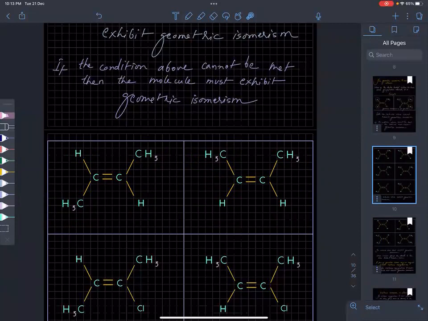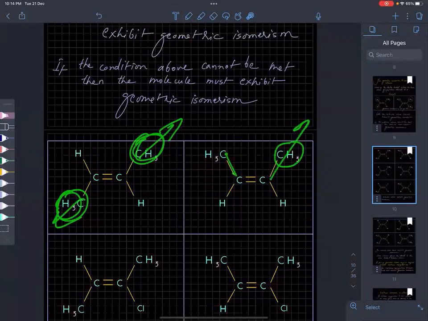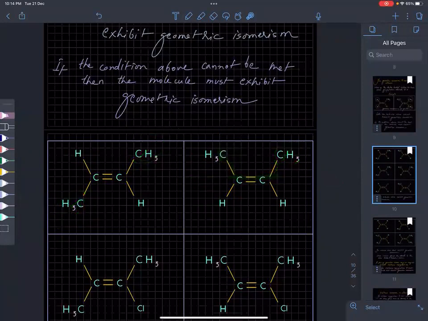Now the problem is, see, even though the connections are same, the orientations of the molecules are different. What do you mean by orientations are different? Here CH3 are facing in opposite directions. Here CH3 are on the same side of this double bond. Same direction. Same side. Clear?